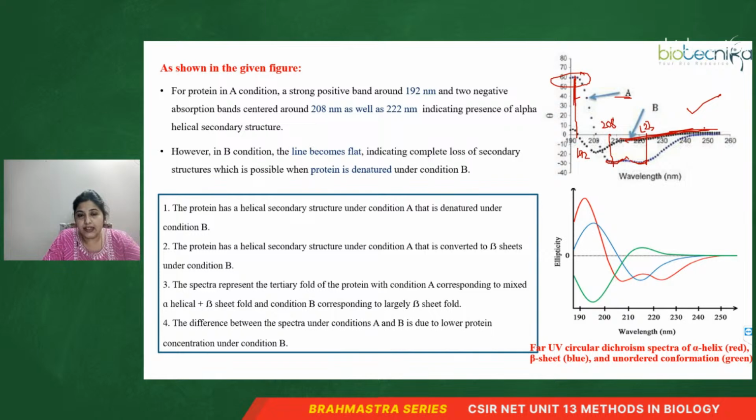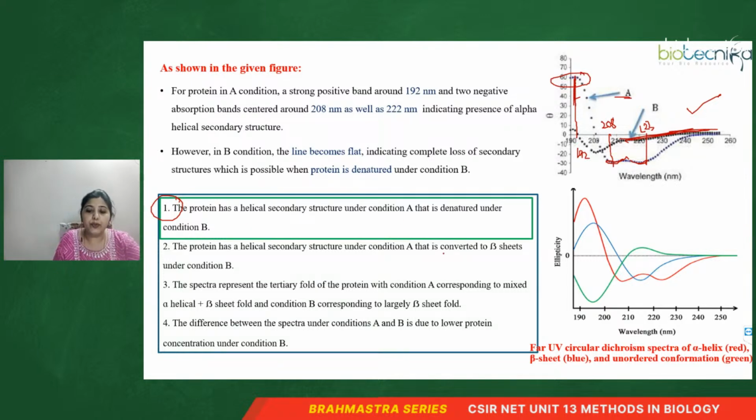So if we look at the options given, the best interpretation which falls with the result is Statement 1, that protein has helical secondary structure, right? And it is denatured. It is not converted to beta sheet, because if it were converted to beta sheet, we would have seen the positive and negative band corresponding to beta sheet, which is not there. Similarly, we don't see the tertiary fold of alpha helical plus beta sheet. This is incorrect, and this is also incorrect. We have to choose the best interpretation. So according to the spectra given, the answer is option 1. That is the best interpretation.